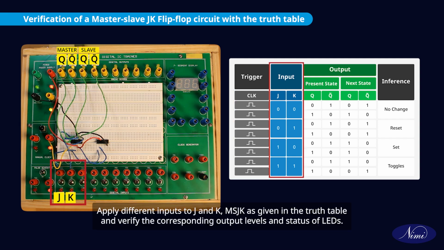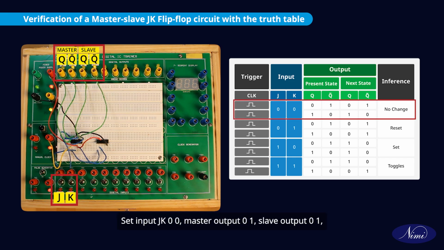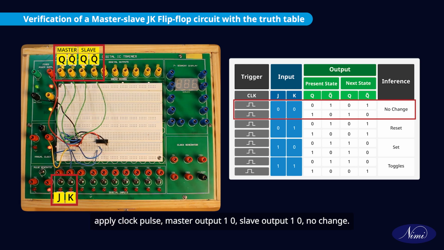Apply different inputs to J and K, MSJK as given in the truth table and verify the corresponding output levels and status of LEDs. LEDs on means 1 and off means 0. Set input JK 0 0, master output 0 1, slave output 0 1. Apply clock pulse, master output 1 0, slave output 1 0, no change.